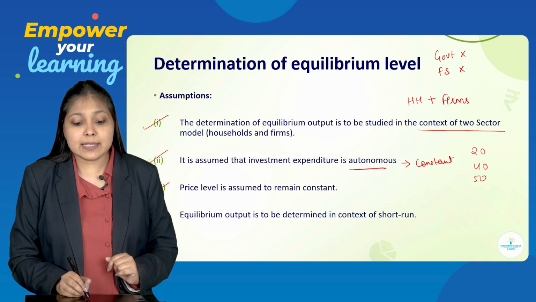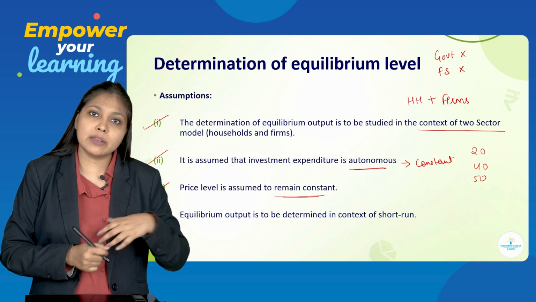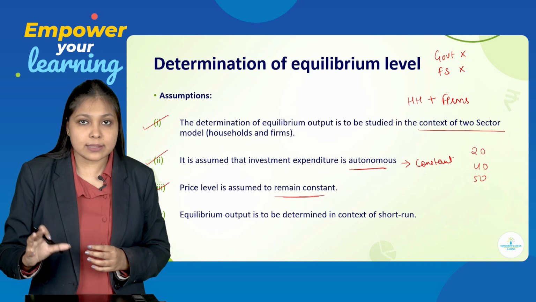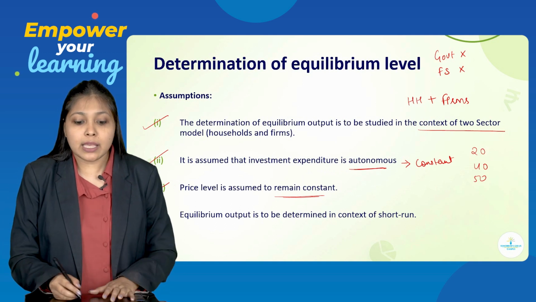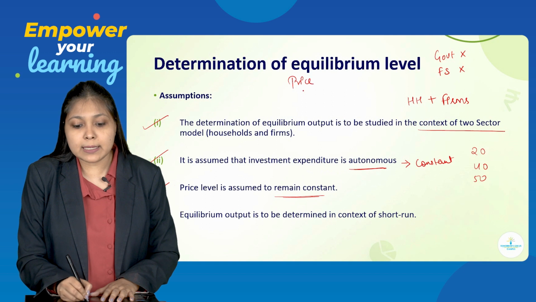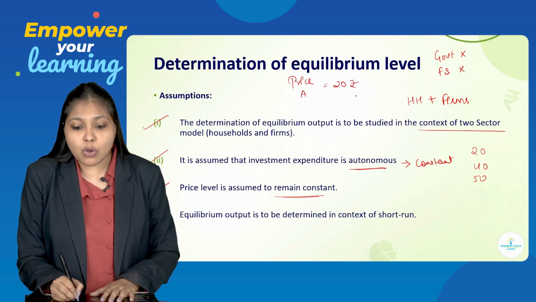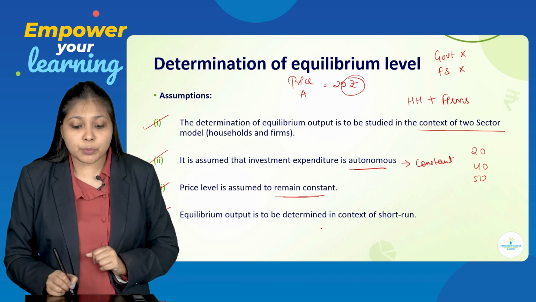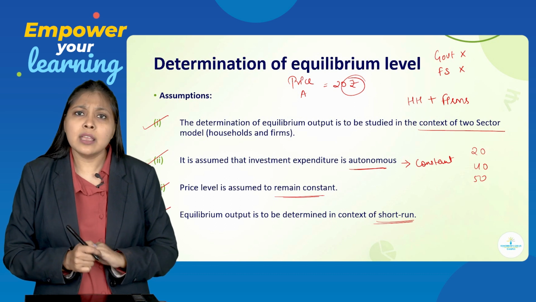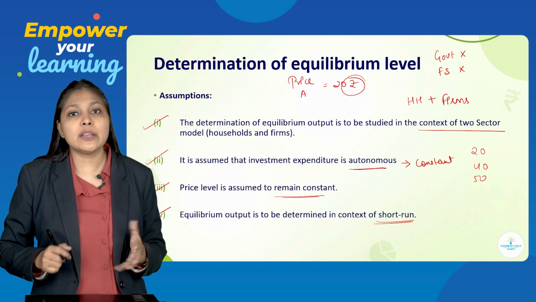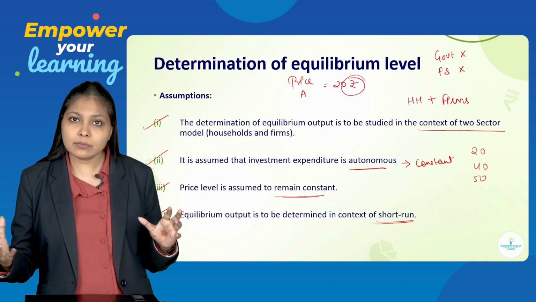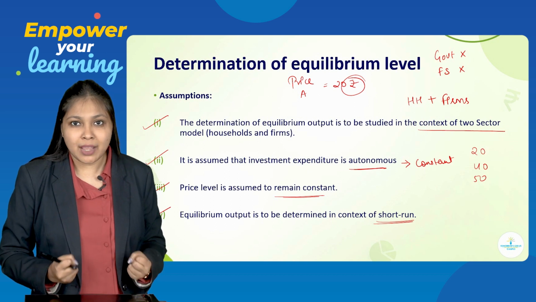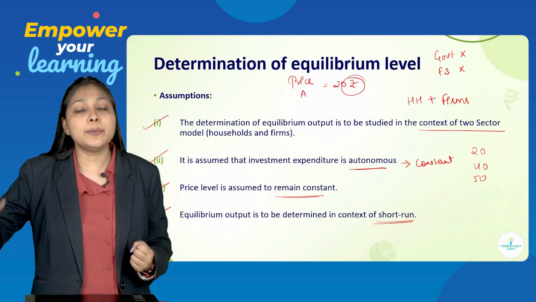Third, price level is assumed to remain constant. So whatever commodities we are considering, the prices of those commodities are also going to remain constant. Price will not change at all. If the price of a commodity is assumed to be 20 rupees, it is always going to be constant. It will not change. And equilibrium output is to be determined in the short run. If you remember, in 11th micro, we have studied about short run and long run. With the name itself, we can understand short run is the shortest span of time and long run is the longer span or longer period of time.